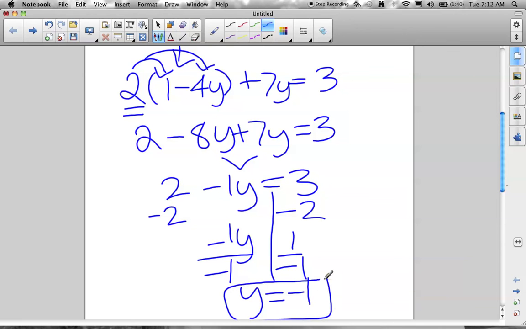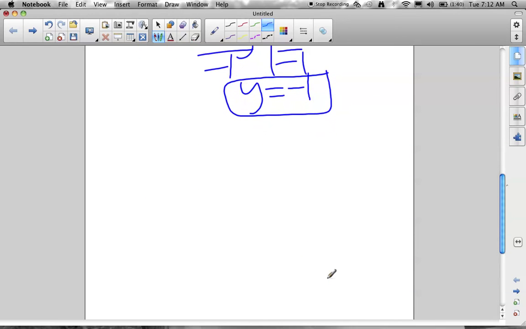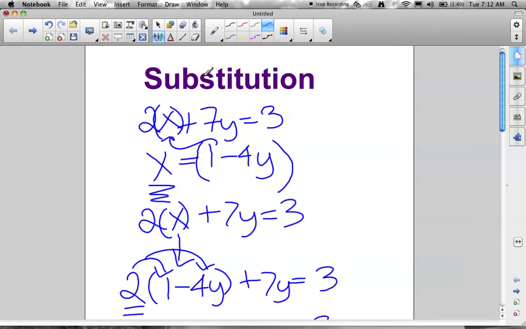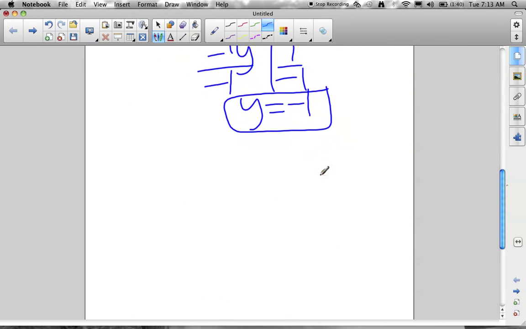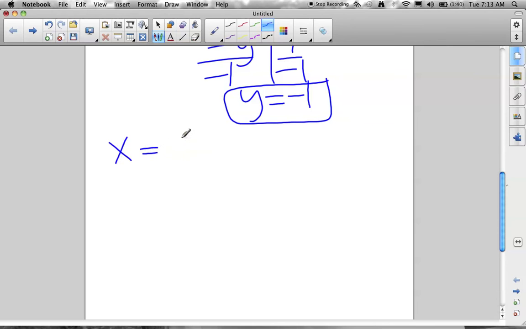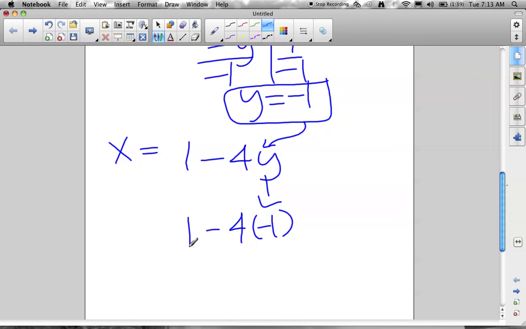Now you might be thinking, hey, we're done. No. Remember, we need 2 solutions. So I take this y and I'm going to plug it in to one of my equations. It doesn't really matter which one. I'm going to choose the second one again. x equals 1 minus 4y. Sorry about that, guys. I'm going to plug in this negative 1 for y. Now I just need to solve.